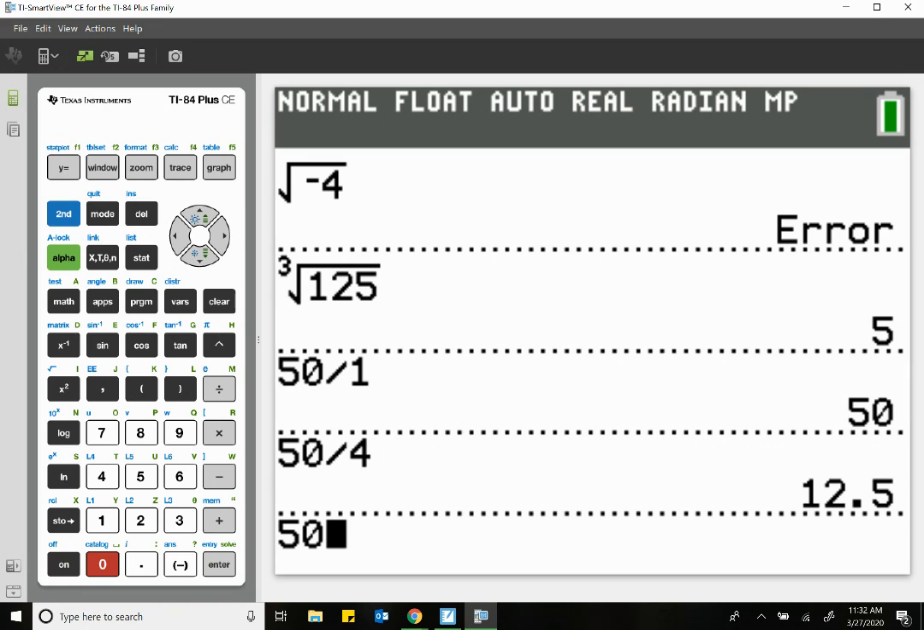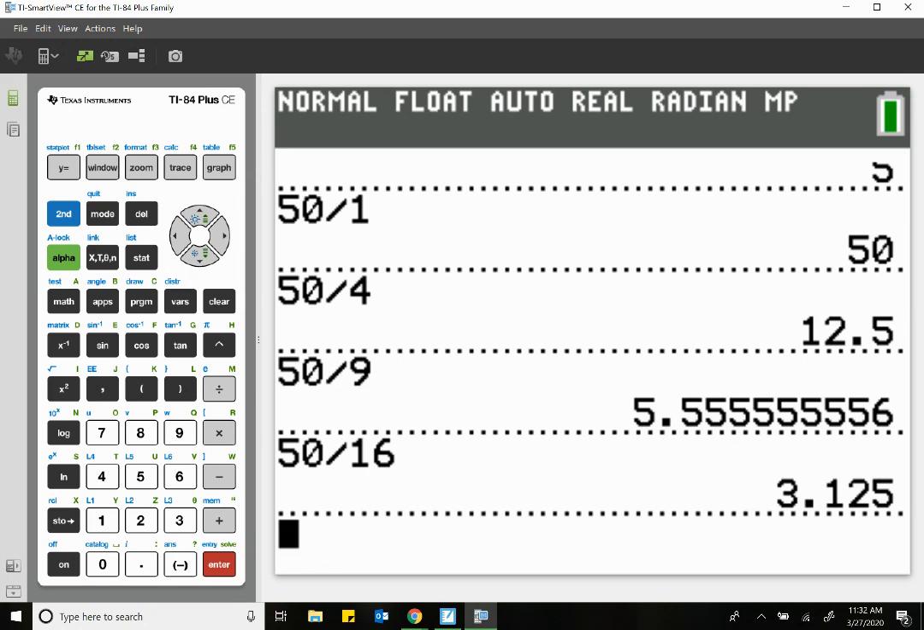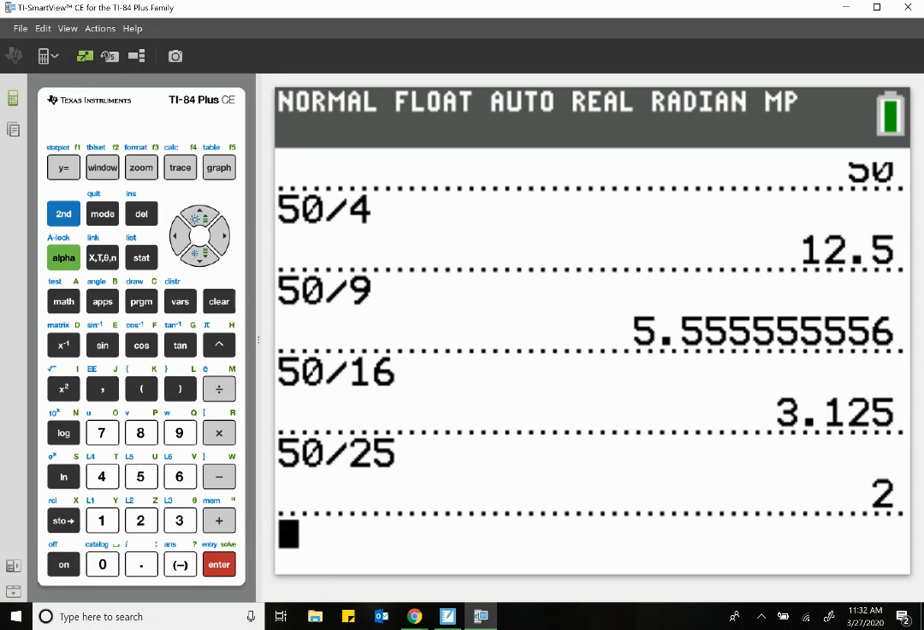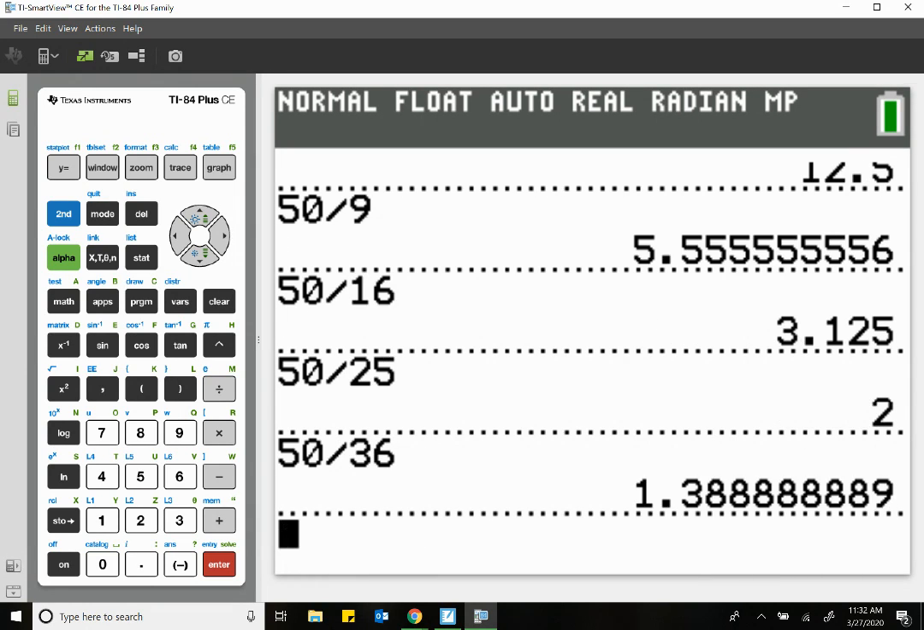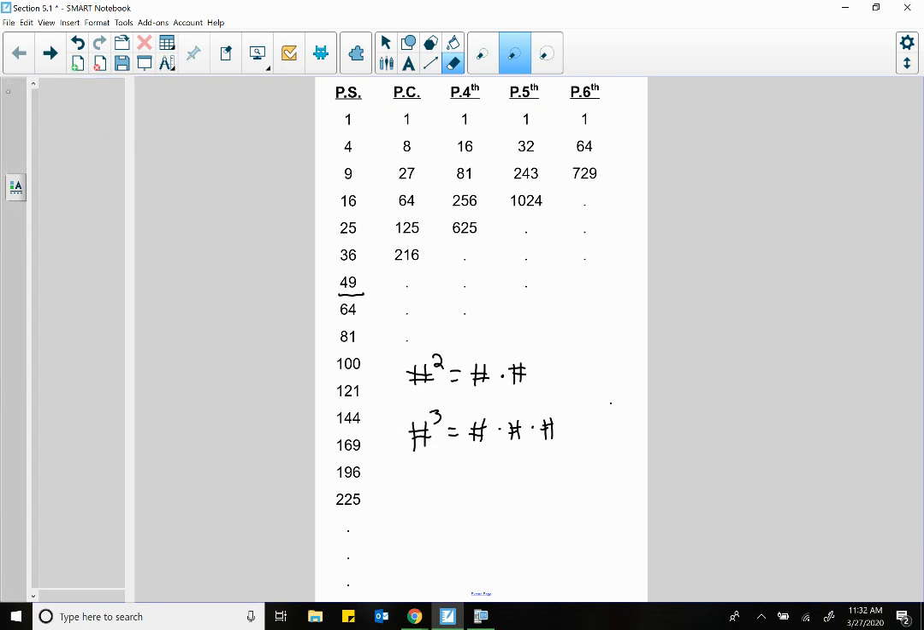Doesn't work. 50 divided by 9. Nope, decimal. 50 divided by 16. Nope, decimal. 50 divided by 25. Hey, that worked. So this is now my biggest perfect square so far, 25. 50 divided by 36. Nope. And 50 divided by 49, we know that's not going to work. So what was the biggest perfect square that divided it? What's my GPS? 25.